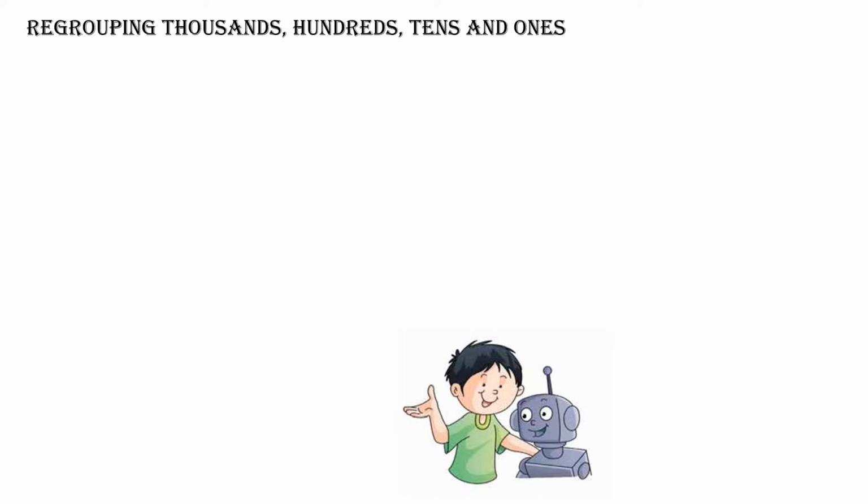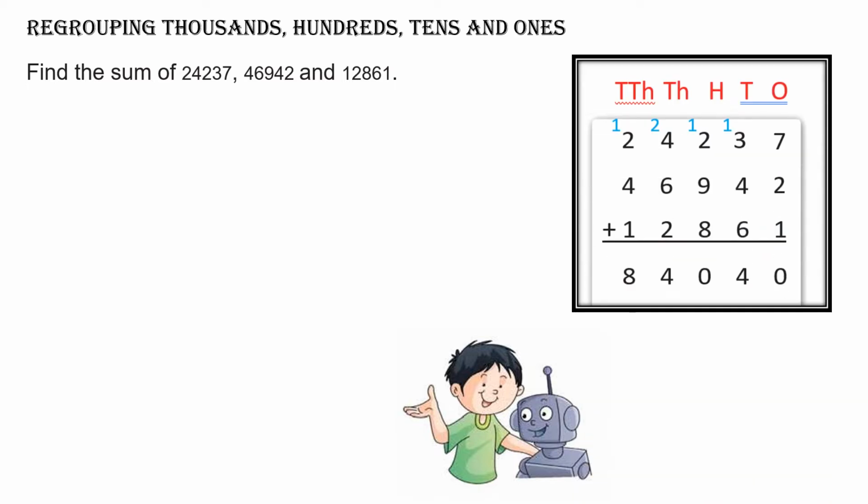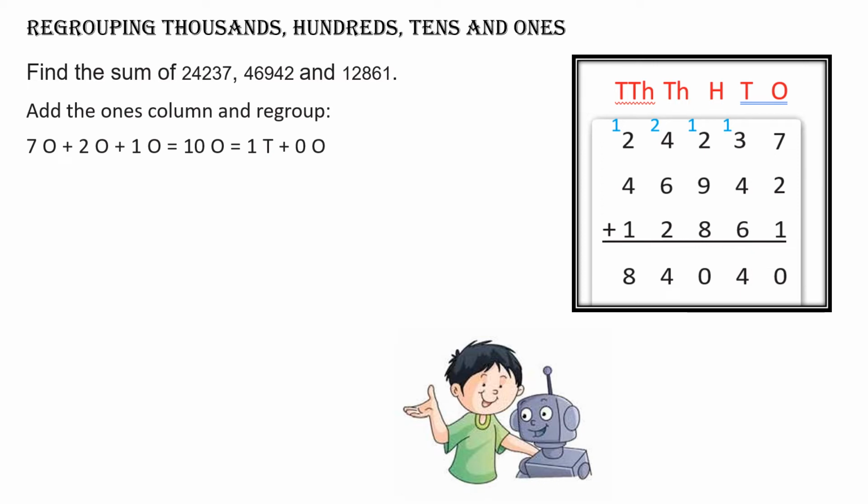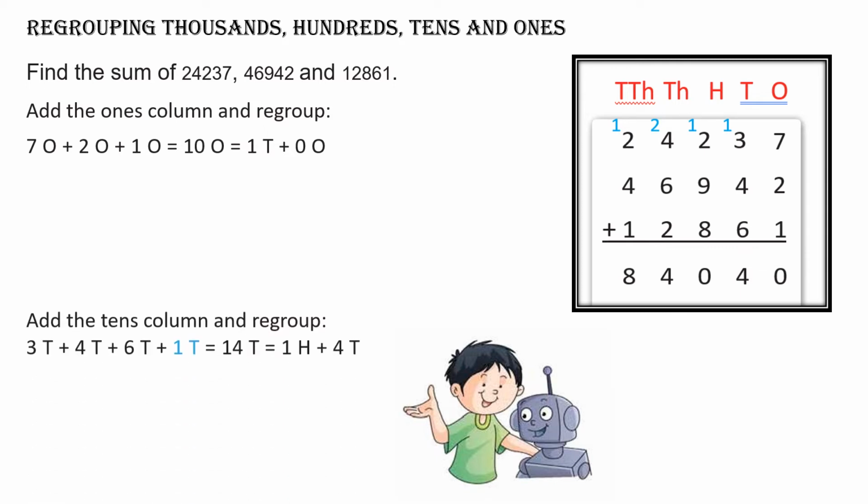Regrouping thousands, hundreds, tens and ones. So here is the sum we have to do. We are supposed to find the sum for these three large numbers. So what is the procedure for the same? First thing first, write the place values and numbers below the place value. Then add the ones column and regroup. So 7 plus 2 is 9, 9 plus 1 is equal to 10. So 0 in ones place and 1 will go in tens place.